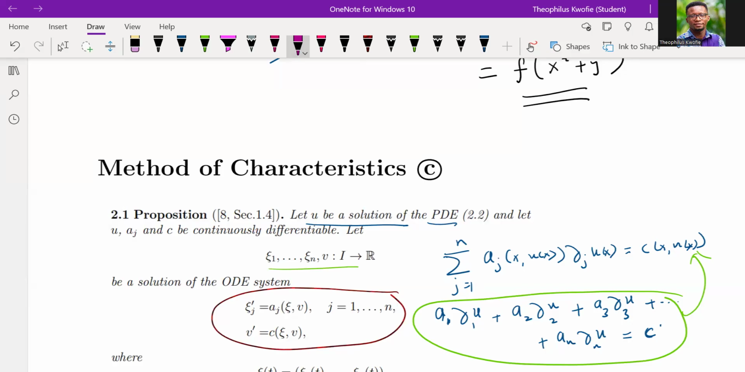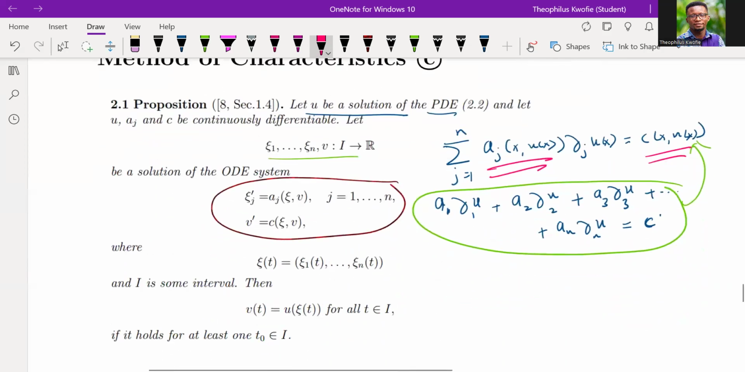What I was trying to say is that the derivative of the Xi_j's will always correspond to the A_j's, and the derivative of V will always correspond to the C. That is all I was trying to say. Good, good. So let's take note of that.